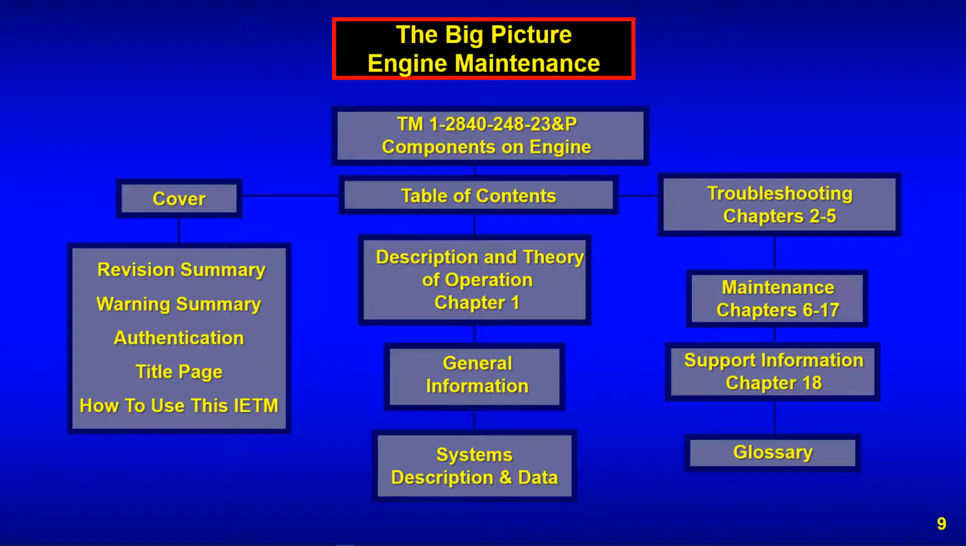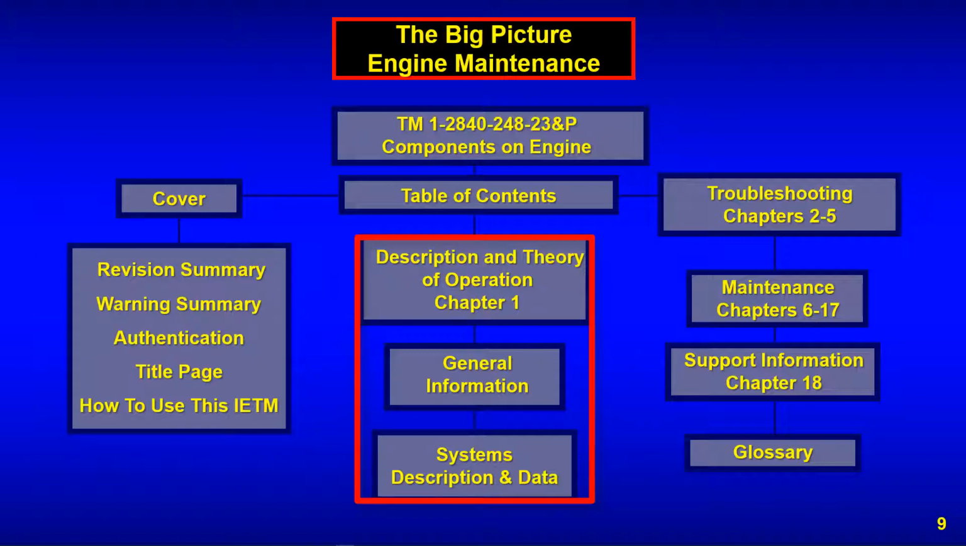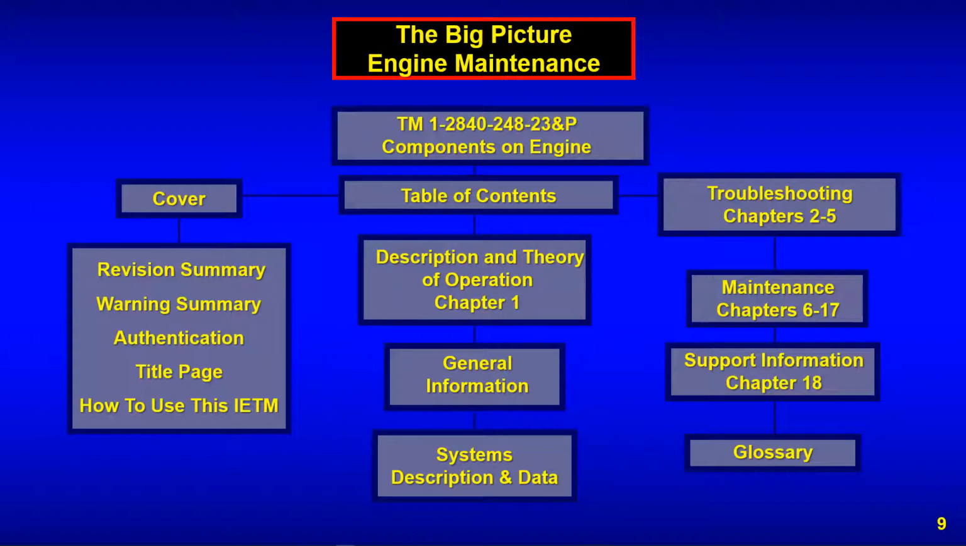Moving to the engine manual, the TM1-2840-248-23MP. It goes through the table of contents. You have your revision summary, your warning summary. In chapter 1, you have your description and theory of operation. This gives you your general information, your system's description and data, and then it has its subcategories. Chapters 2 through 5 are all your troubleshooting. Chapters 6 through 17 are going to be maintenance. Chapter 18 is going to be support information, and then you have the glossary.